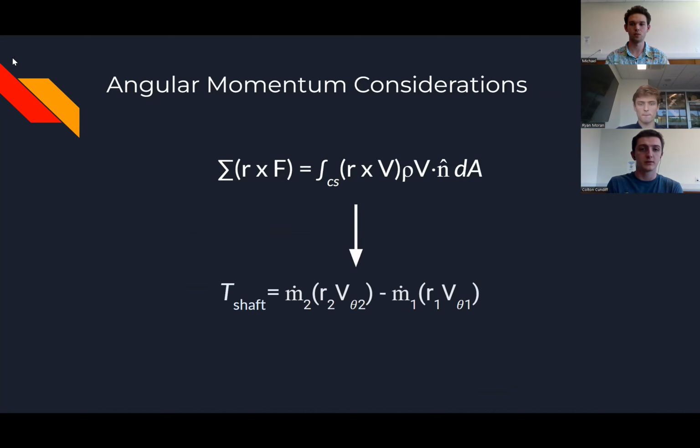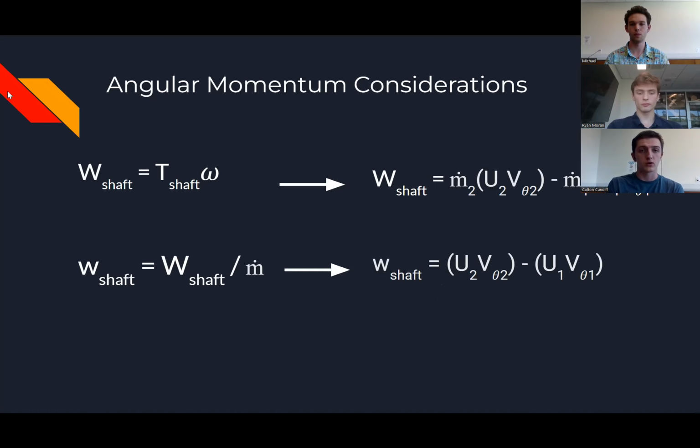Let's consider a little bit about the angular momentum of this fluid. So we can sum up all the external torques of the shaft on the fluid on the left-hand side of the top equation. And then the right-hand side of the equation is essentially the sum of all the angular momentum before and after the fluid moves through the turbo machine, as denoted by that integral. And then through a one-dimensional simplification, we get the torque equation seen below.